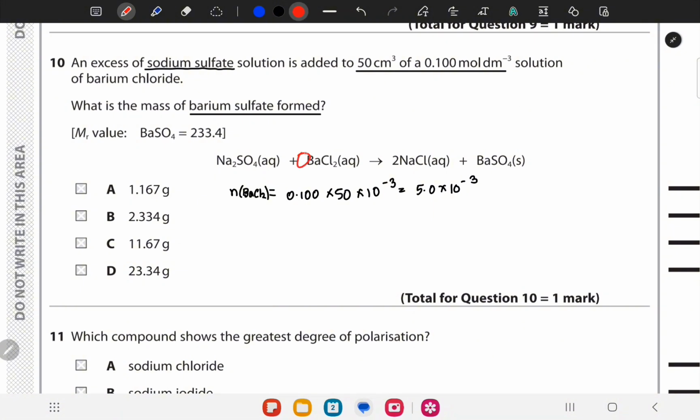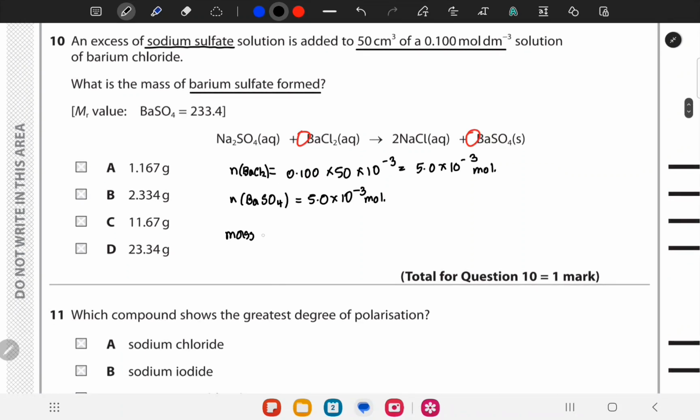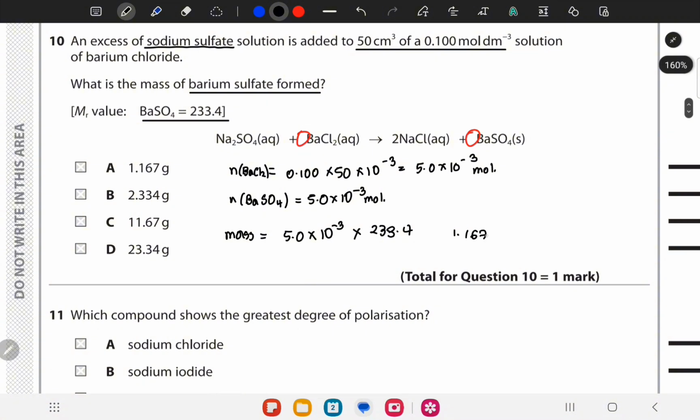Now the mole ratio of barium chloride to barium sulfate is 1:1. So the number of moles of barium sulfate formed will be equal to 5.0 into 10 to the power minus 3 as well. So the mass of barium sulfate formed will be 5.0 into 10 to the power minus 3 times the molar mass of barium sulfate, which is 233.4. So our answer will be 1.167 grams. A is our answer.